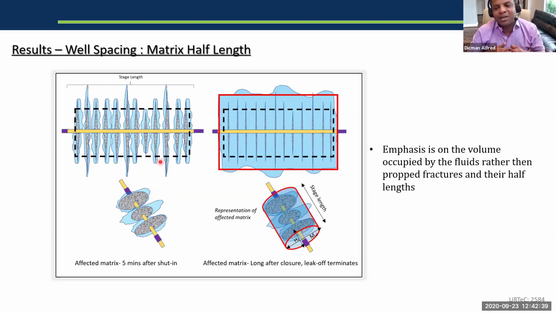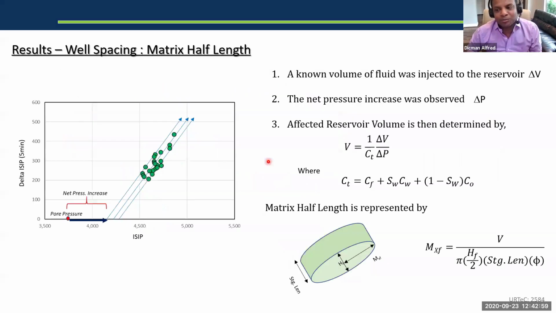So right now, what I am saying is, let's look at this. After 5 minutes, you had this, and when everything leaked off, there is no more fluid going into the matrix. You have reached a situation with this red line, what it says. It's gone much beyond these fractures. Maybe it's time to look at that volume. So how do you look at that volume? Just the pressure, just the process I described.